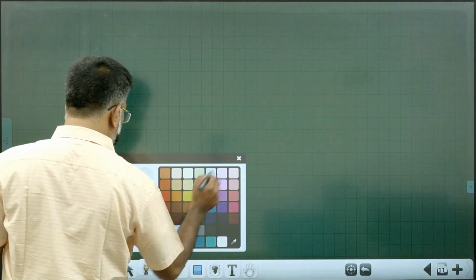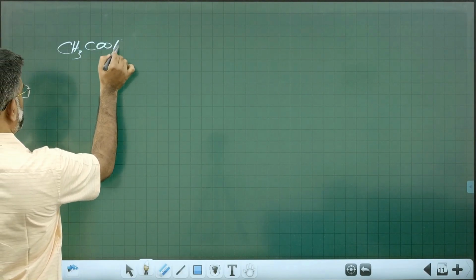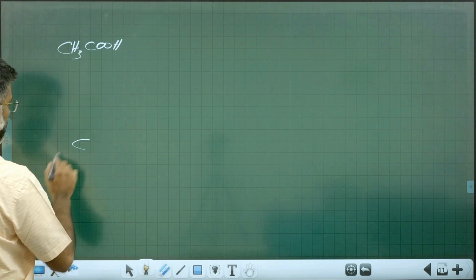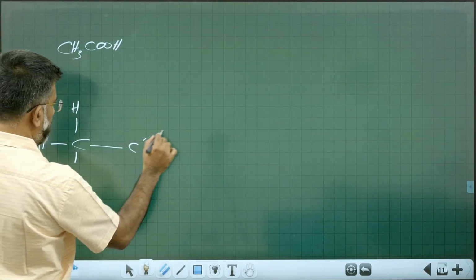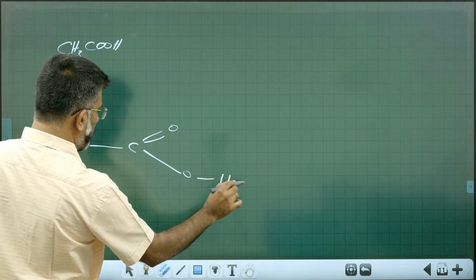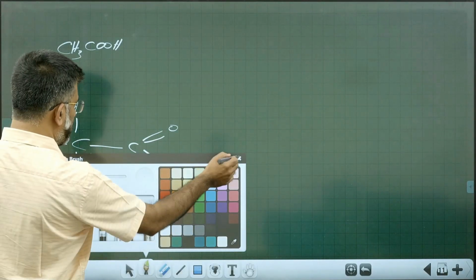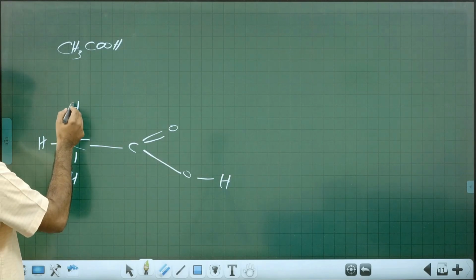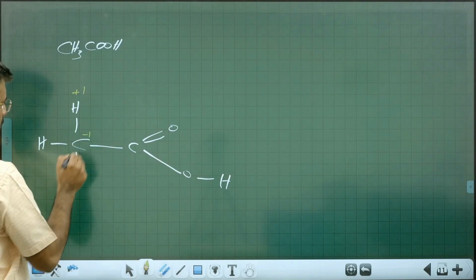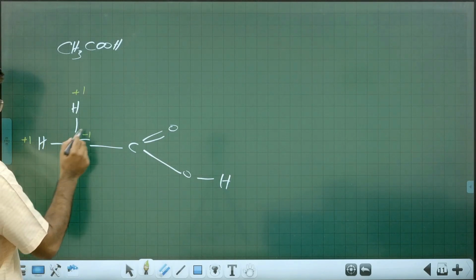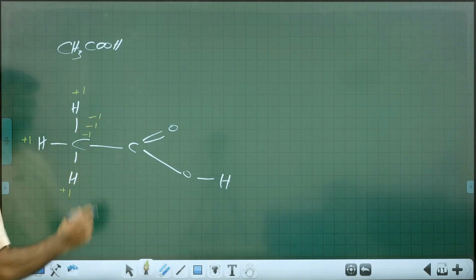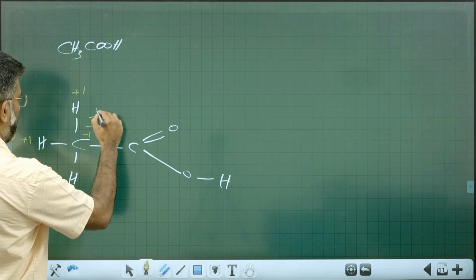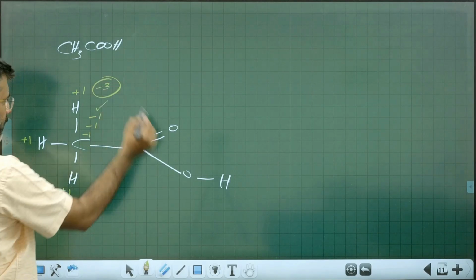For example, suppose you are dealing with acetic acid, CH3COOH, and they ask you to find the oxidation number of each species. Very simple. You see the context. This is A-B: +1, -1. A-B: +1, -1. A-B: +1, -1. So A-B is 0. So this carbon is in the -3 state.